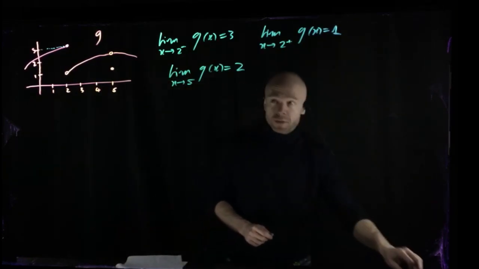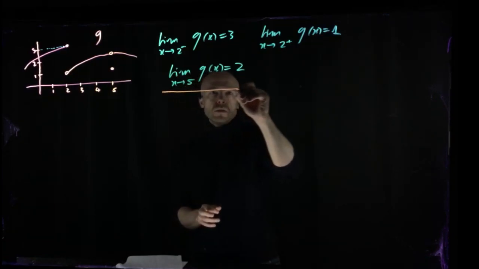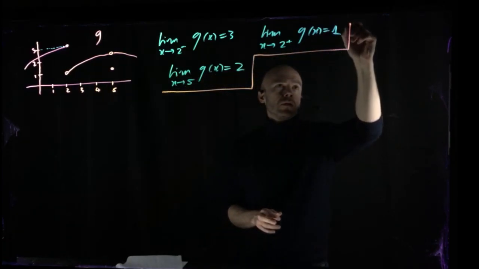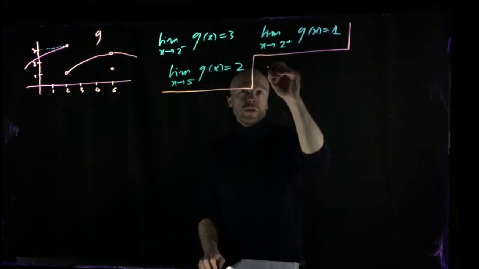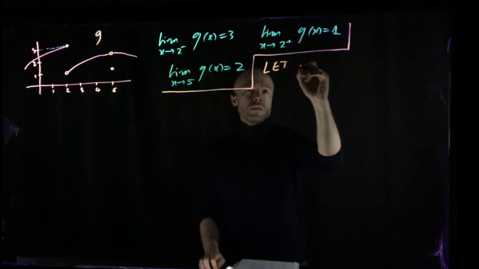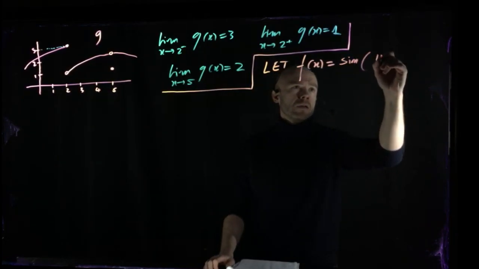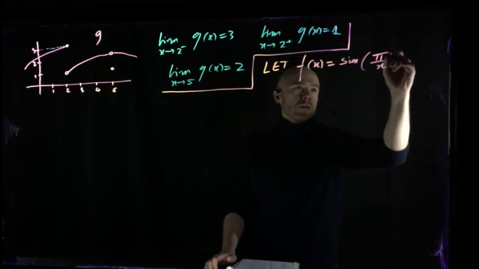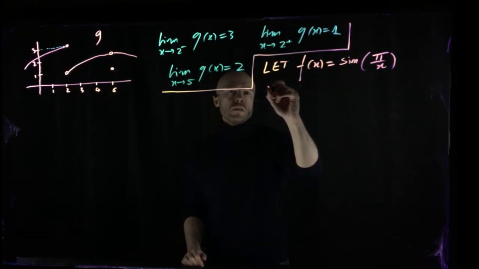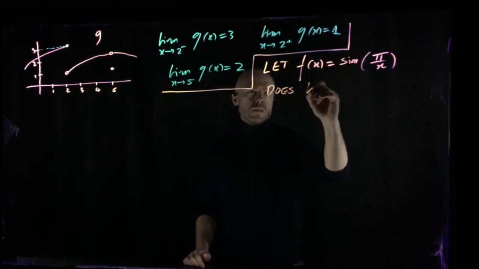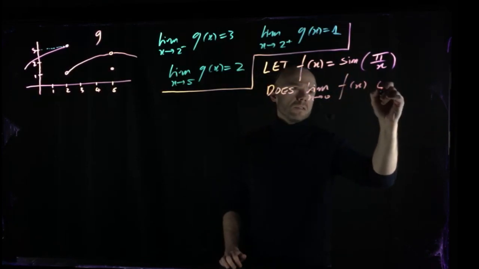Let's consider this next example. This is a cool example. So let's take this function, f of x equal to sine of pi over x. Okay? And our question is, does the limit as x goes to 0 of f of x exist?